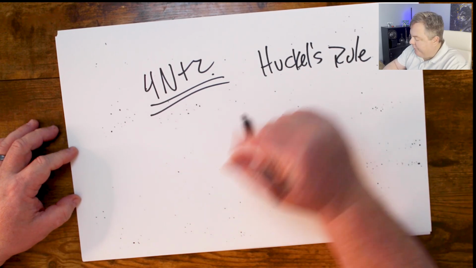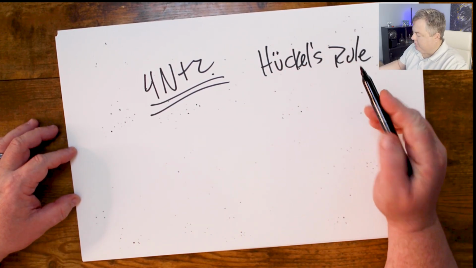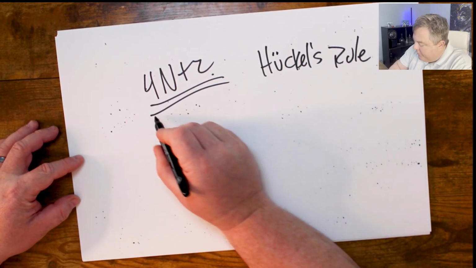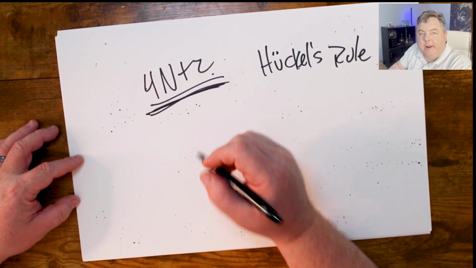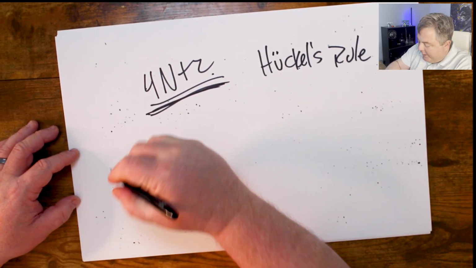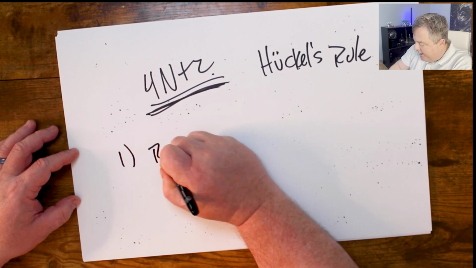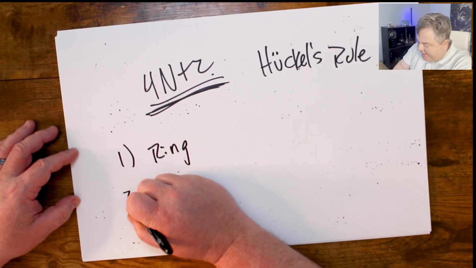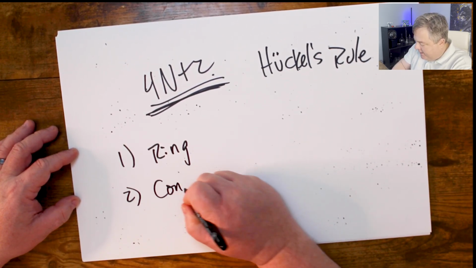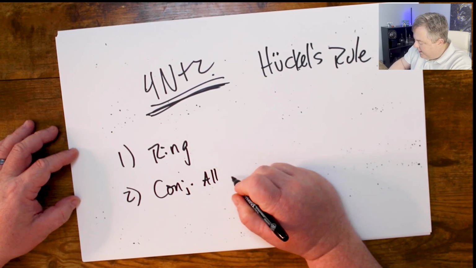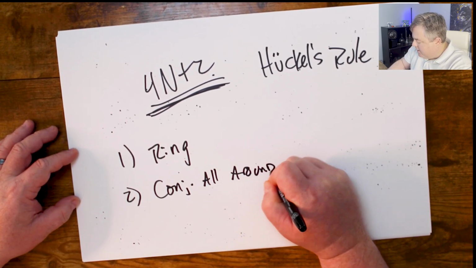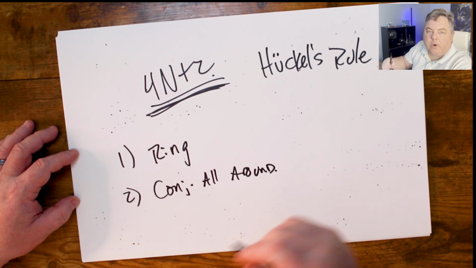So the 4n plus 2 rule, sometimes called Hückel's rule, is what we're looking for to make an aromatic compound. So you need 3 things. 1, you need a ring. That ring needs to be conjugated all the way around. So every atom has to have a p orbital.